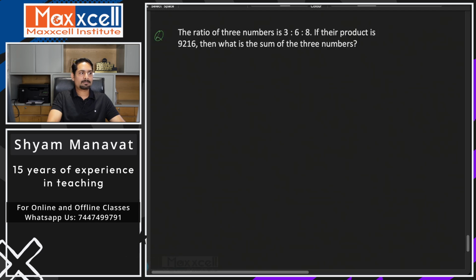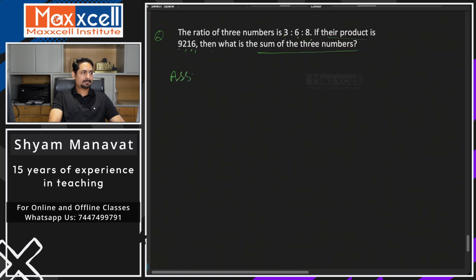The ratio of three numbers is 3, 6, 8. If their product is 9216, then what is the sum of these three numbers? So what is given to us is the product, and we need to find what? Sum. Now in this case, I suggest to use the assumption method.